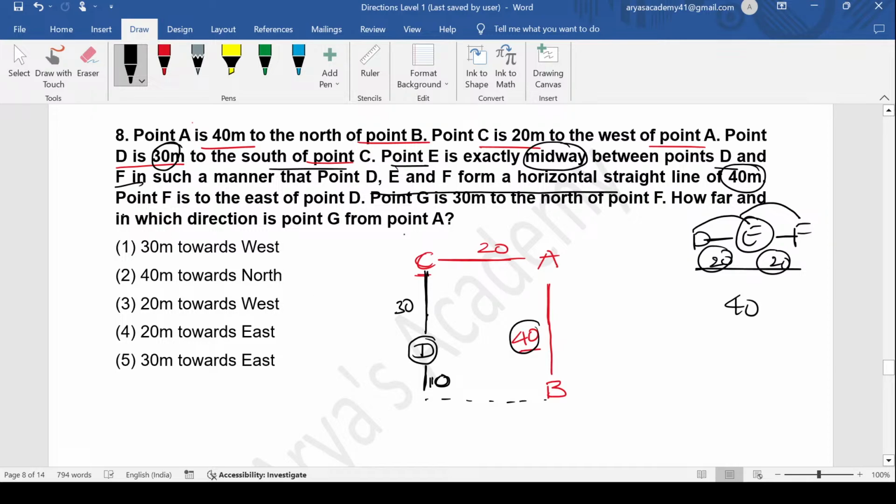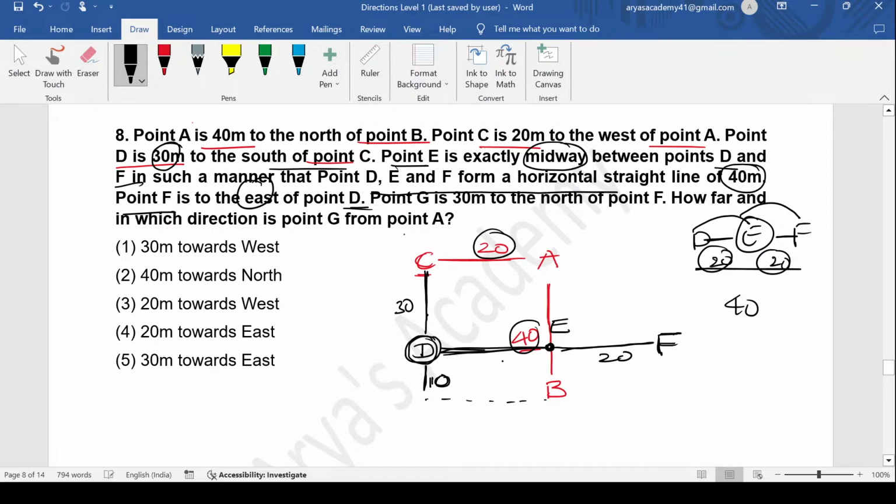It is very clear. Point F is to the east of point D. So point D is here, towards east means I have to go right. This is how much? 20. So if I move 20 meters, then comes the midpoint. Which is the midpoint? Point E. And from E, if I move further east another 20 meters, then finally I'll get another point which is in a straight line, that is point F.